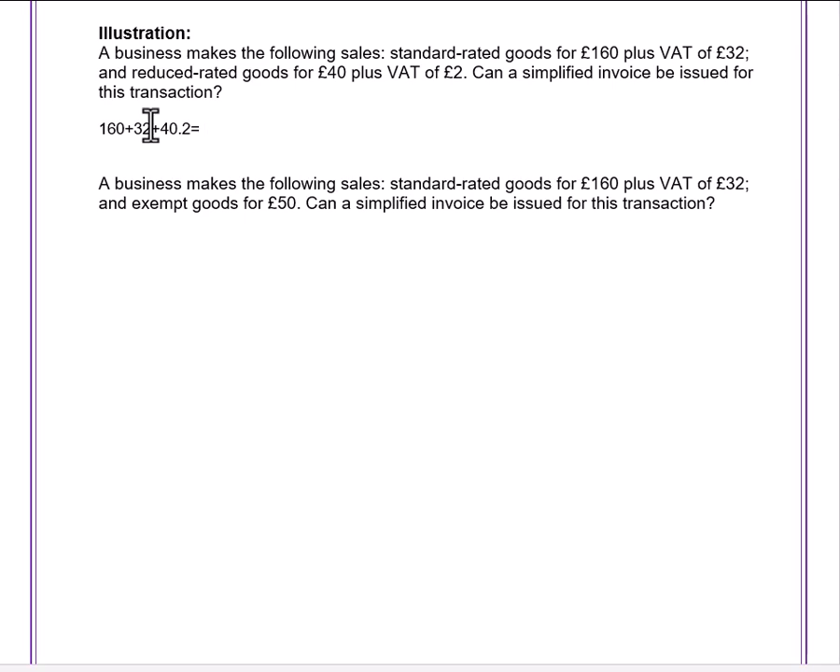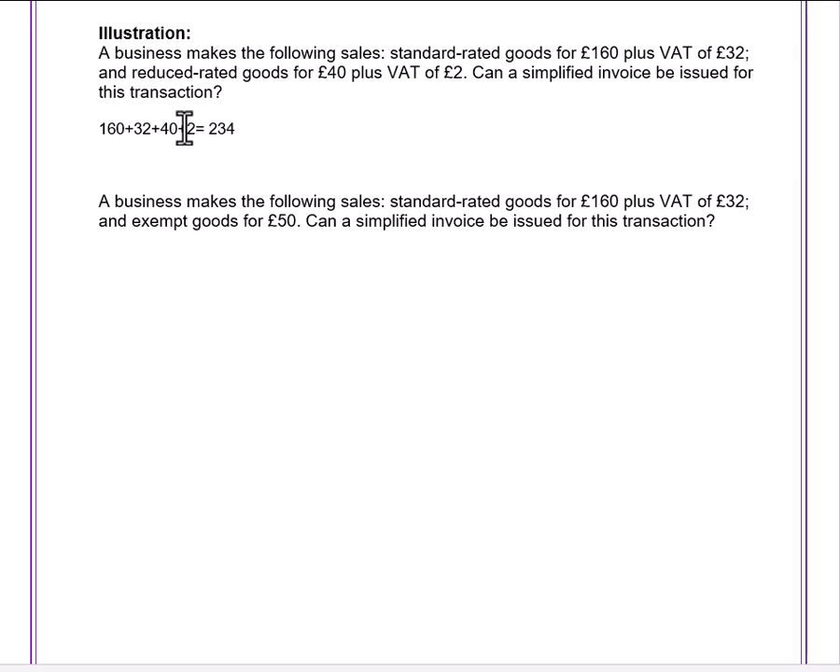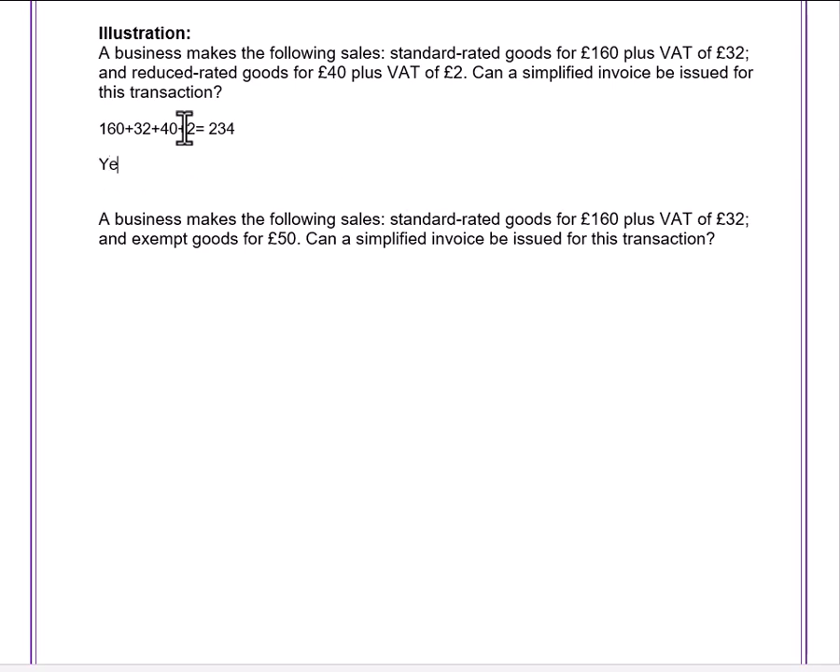So you have £160 plus £32 plus £40 plus your £2, and that will give me £234, which is less than £250. So yes, a simplified invoice can be issued.